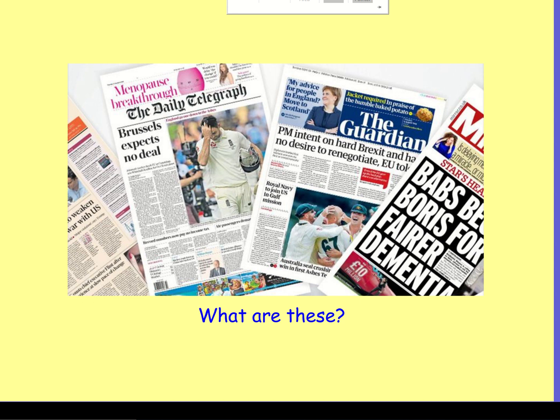Okay, so first of all, what are these pictures of? Nice easy one to get you going. What are they? Yeah, that's right, they are newspapers. And the reason I'm showing you these is because the next few lessons in literacy we're going to be learning about a newspaper. We would have been doing this in school anyway, so our aim is to try and write a newspaper article, and it's going to link with our work in topic, so it's going to be about space.